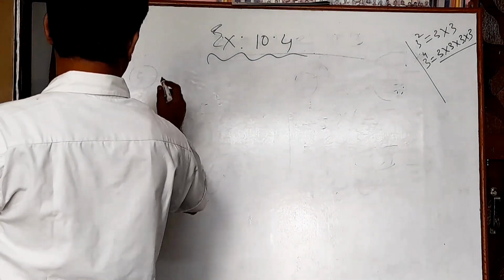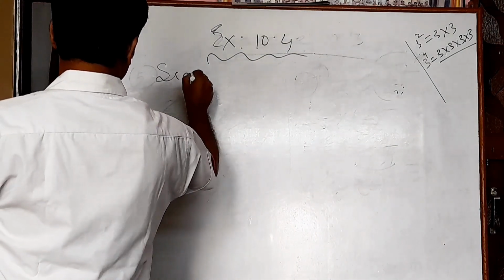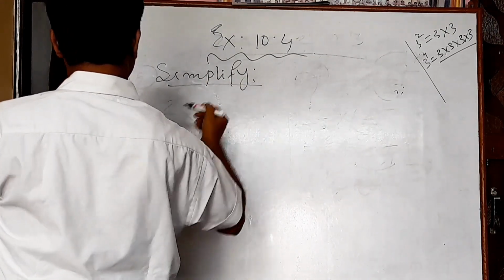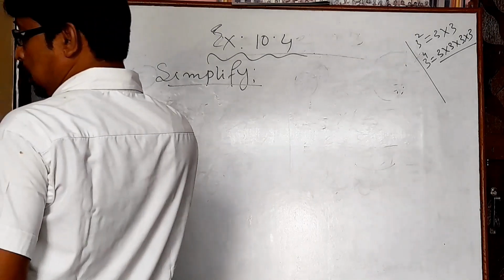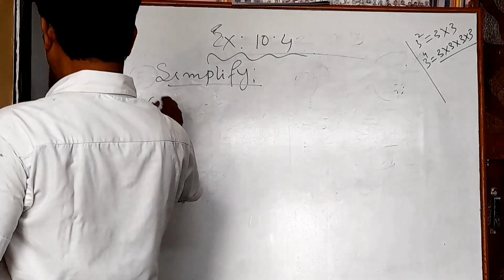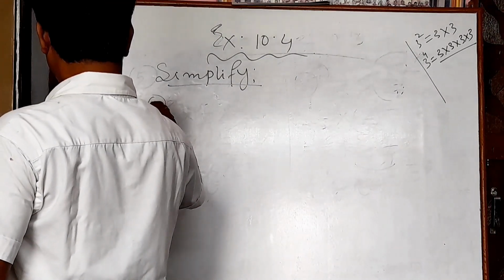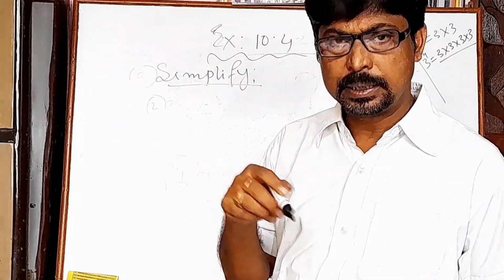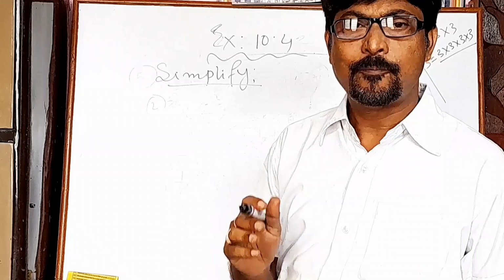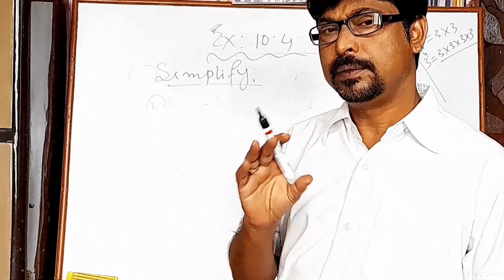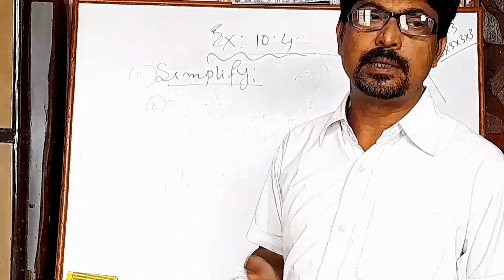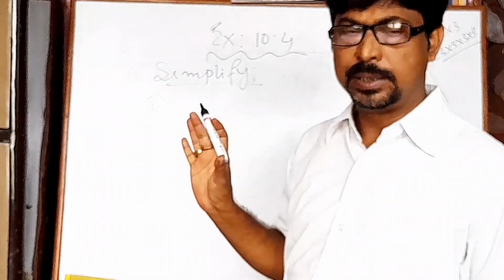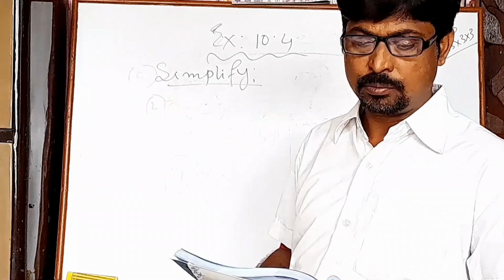See here, simplify. How to simplify? Simplify means according to the sign we have to go. If multiplication is there, we shall multiply. If division is there, we shall divide. If addition or subtraction is there, we do that. Simplify means everything is included. According to the sign, we have to go.